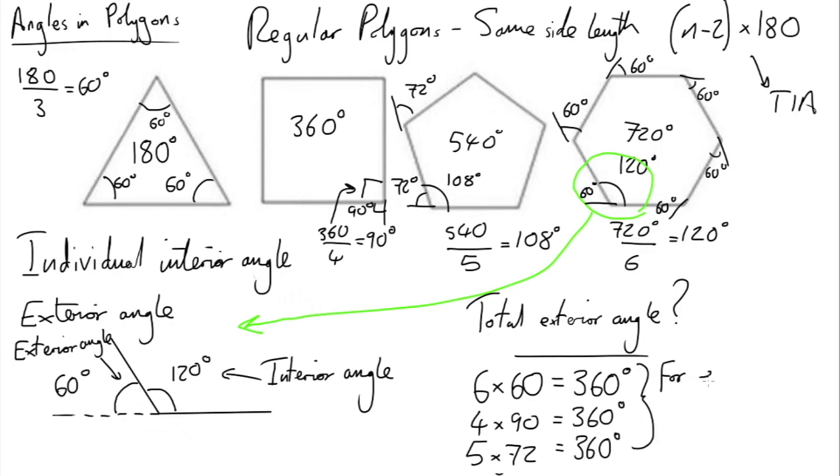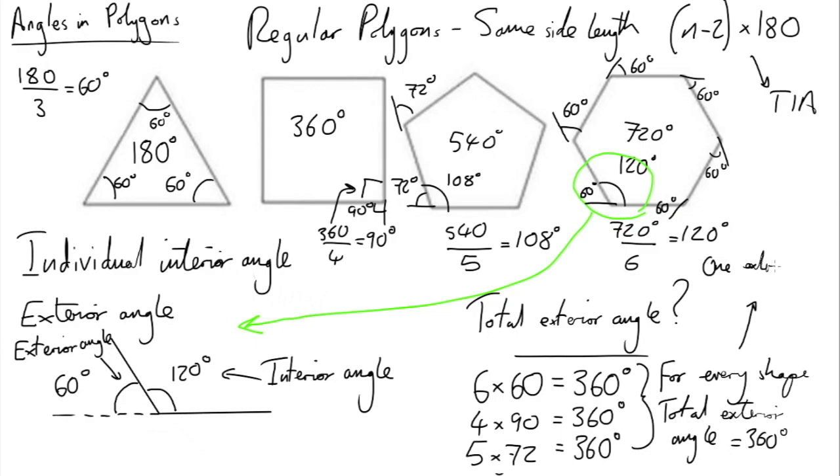So for every shape, the total exterior angle equals 360. Now to find 1, we divide 360 by the number of sides the shape has. So for 1 exterior angle, we do 360 divided by n. We'll go into some more detail with that with some questions in a moment.